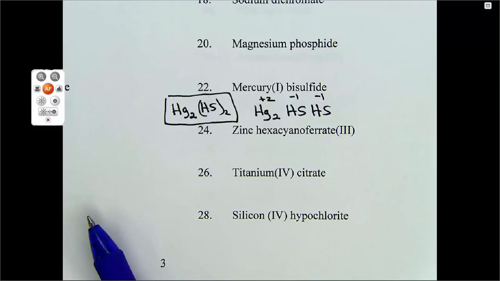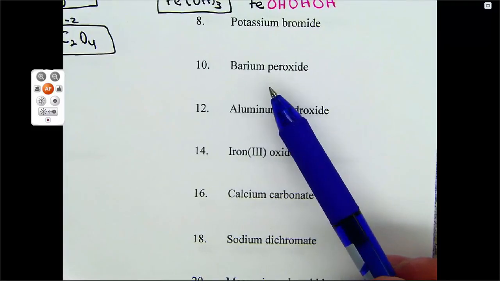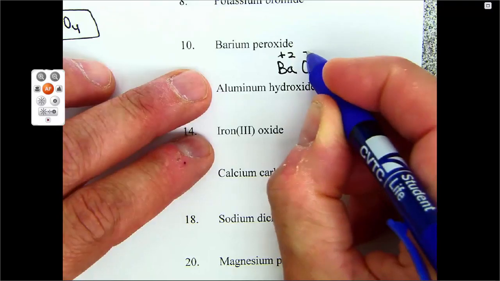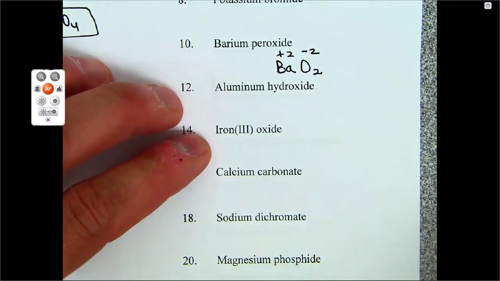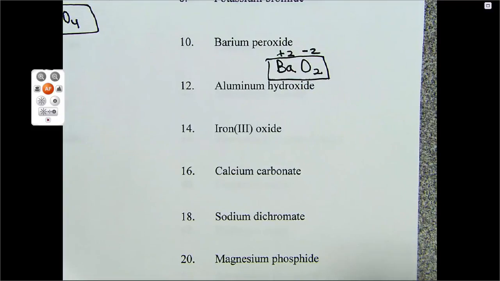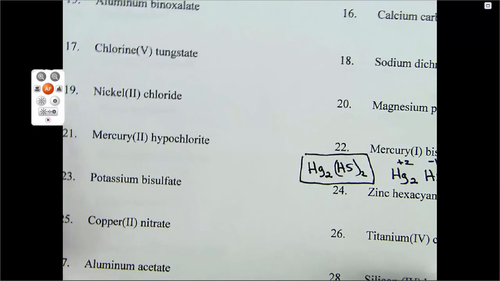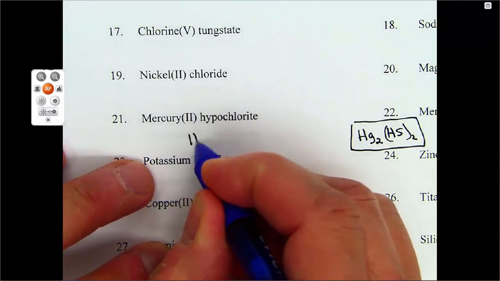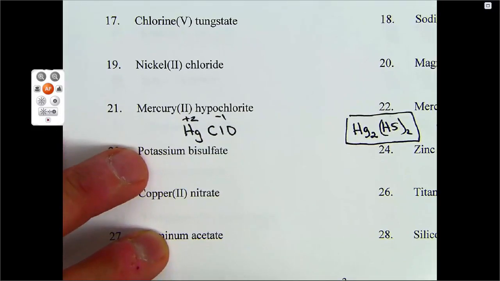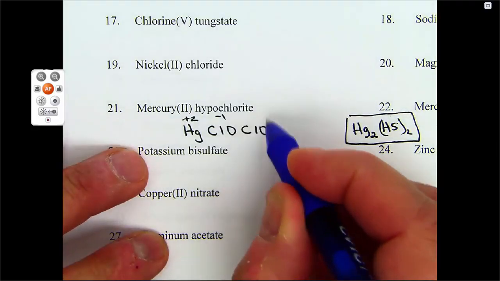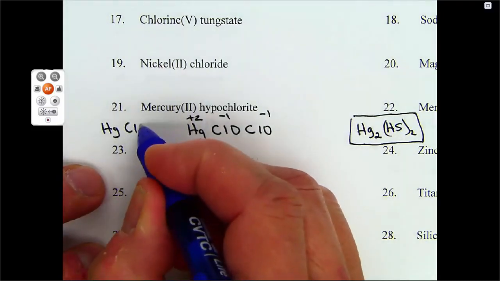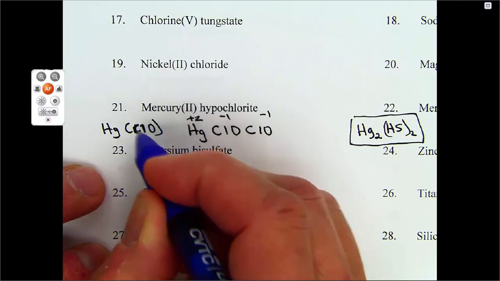Okay, so where's a peroxide? Right here, number 10 is a peroxide. So here's barium peroxide, Ba plus 2, O2 negative 2 for the peroxide. So that is done. And 21 is a regular mercury. So this is Hg plus 2, hypochlorite ClO negative 1. So we would need another ClO negative 1. This is another one where students do not put parentheses around it, but hypochlorite: Hg(ClO)2.